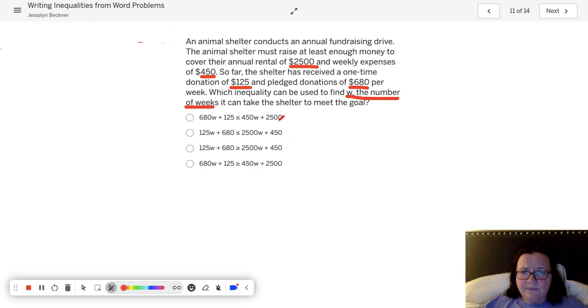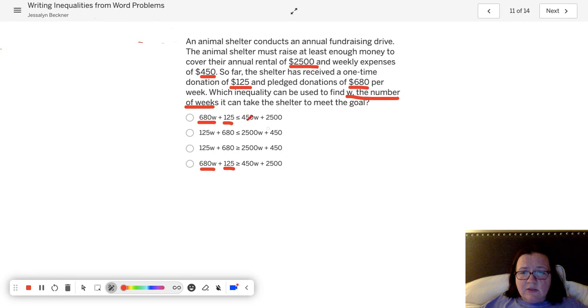Okay, so let's keep reading. So far, the shelter has received a one-time donation of $125. Both of these have that one-time donation of $125 and pledged donations of $680 per week. Both of those have that too. Which inequality can be used to find W, the number of weeks it can take the shelter to meet their goal?